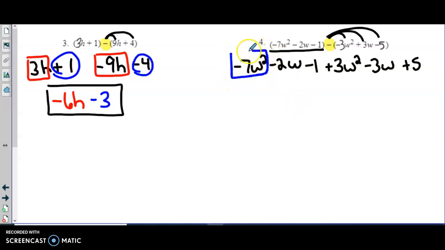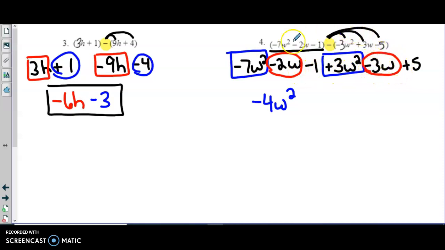I have -7w squared first. So I'm going to skim through and see if there's any other w squareds. And there's one right here. So -7 plus 3, that would be a -4. And then you just put the w squared on it. The next I see -2w. I'm going to look and see if there's any other w's. Yep, there's a -3w. So -2w minus 3w is a -5w.